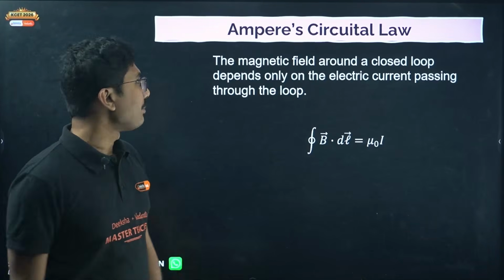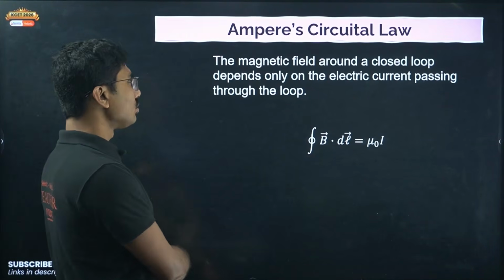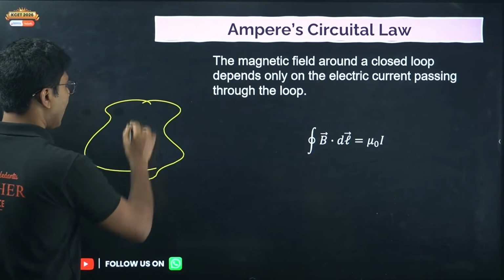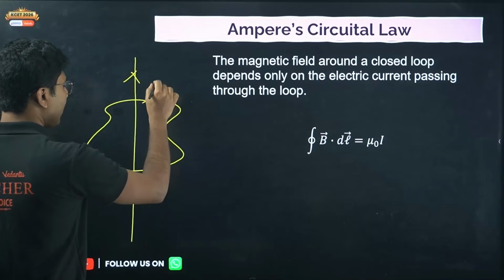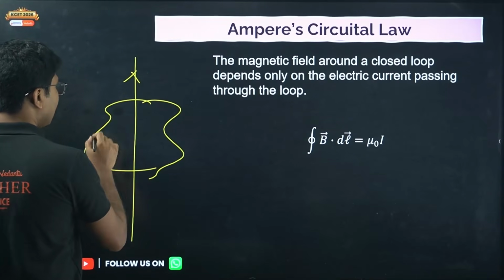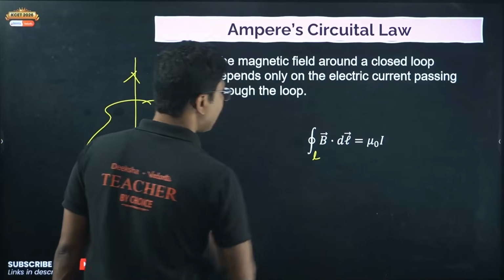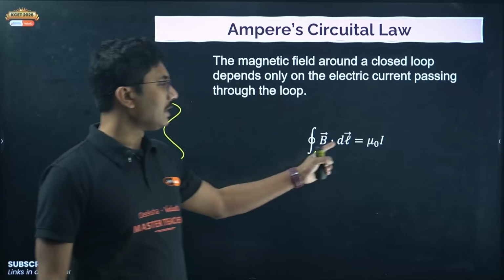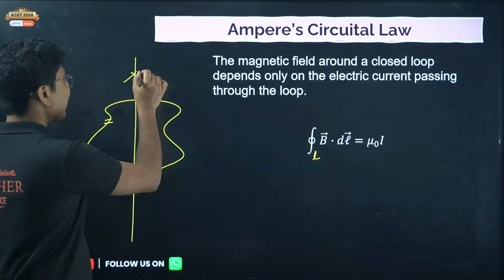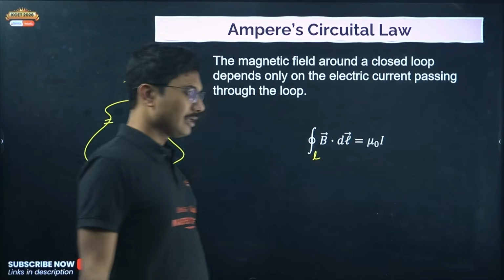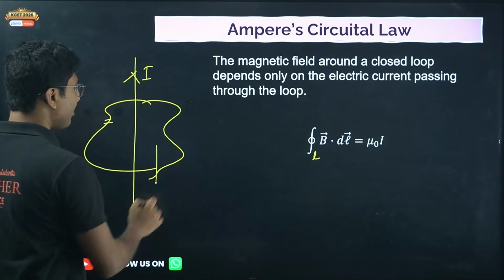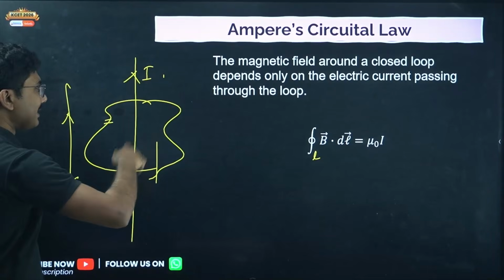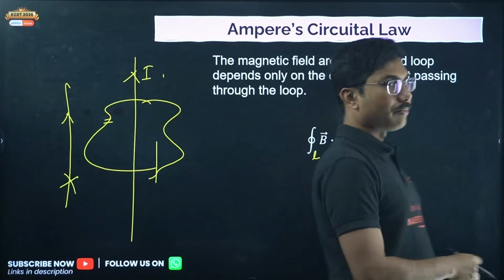Now Ampere's circuital law says that the magnetic field around a closed loop depends only on the electric current passing through the loop. Suppose we have a closed loop and some current is being passed through that loop. If you take the closed line integration of magnetic field along this line and add them, then B dot dl gives you mu naught I. It is only the enclosed current; it does not matter if there is a current in this direction, some current in the opposite direction. If any current is outside, we will not consider it. Any current inside, you have to add based on their direction.